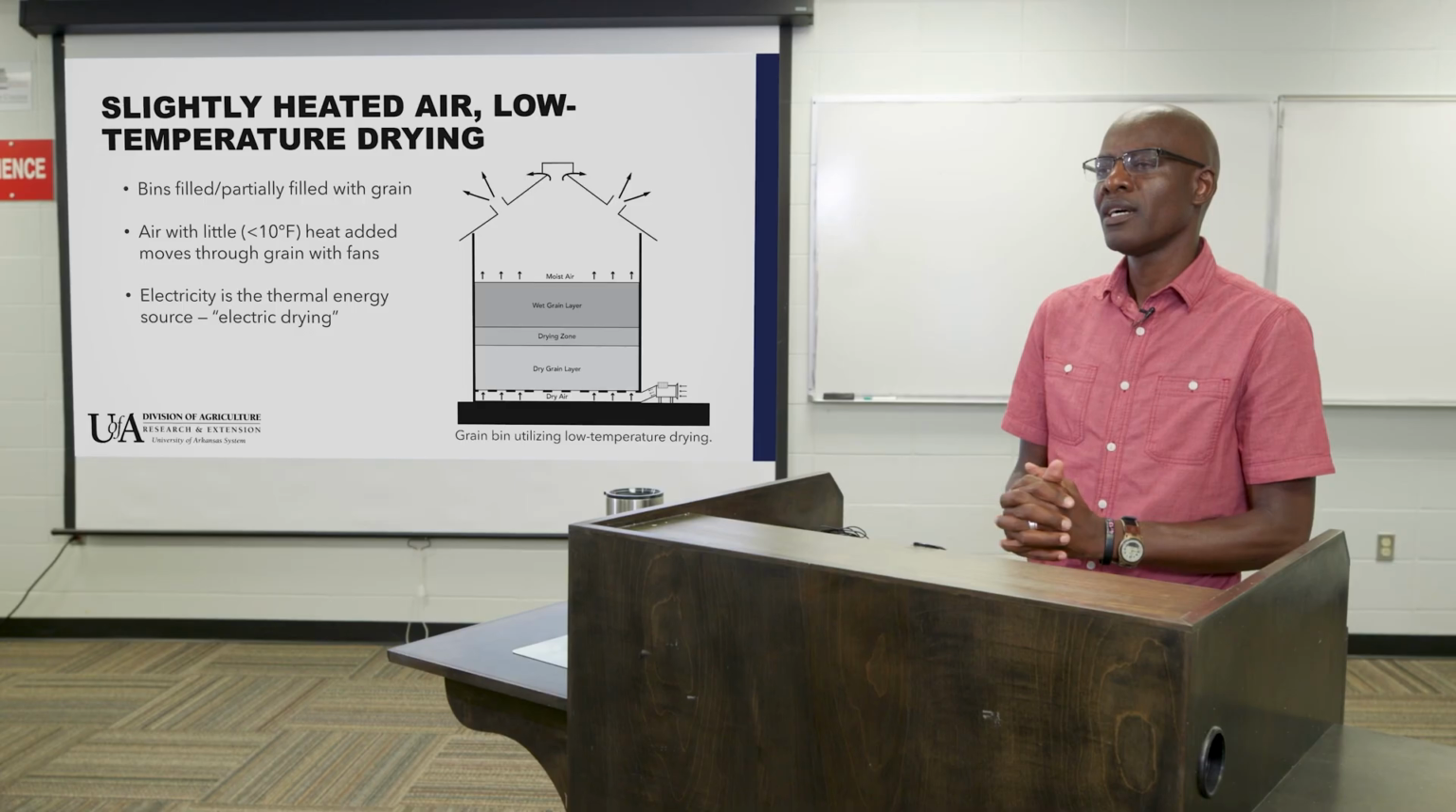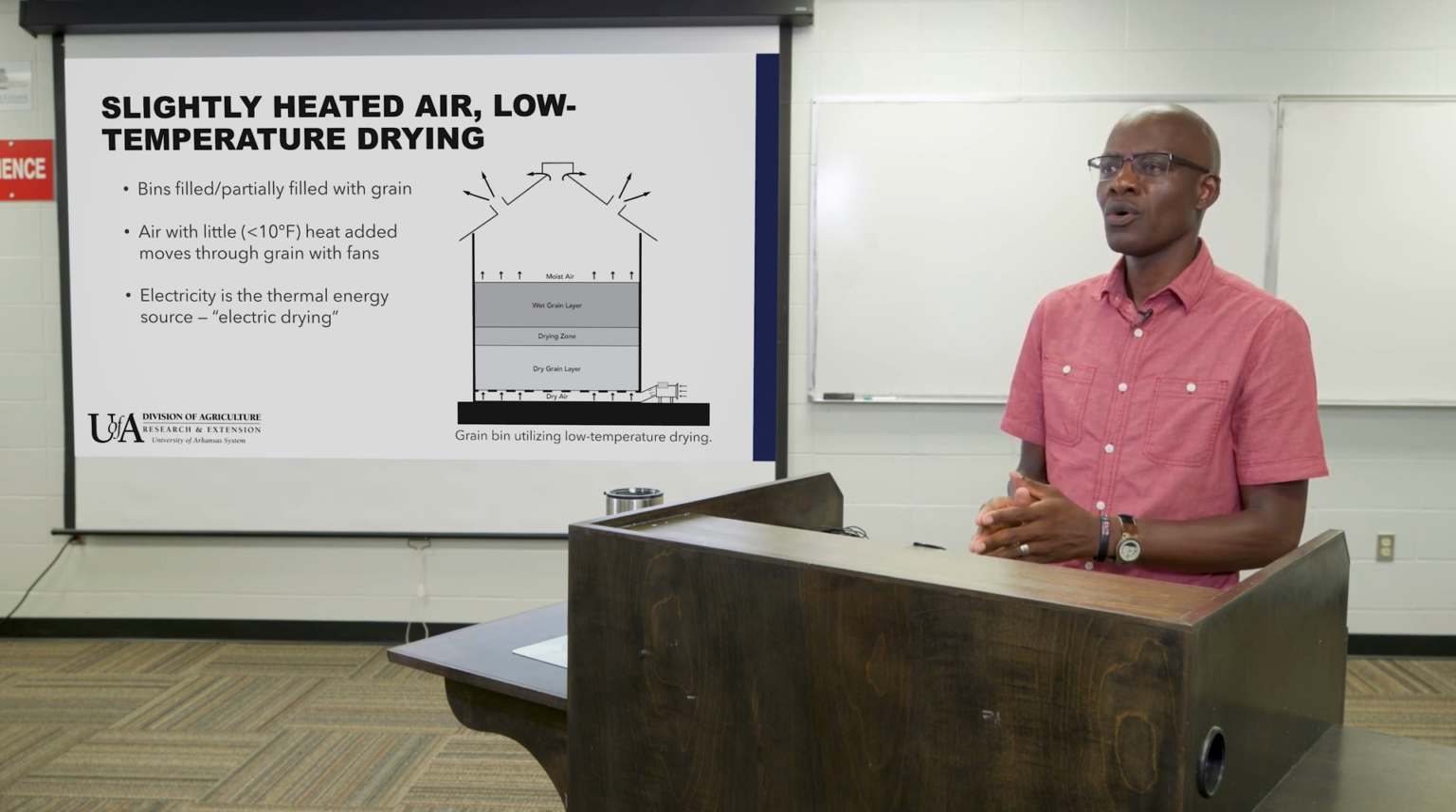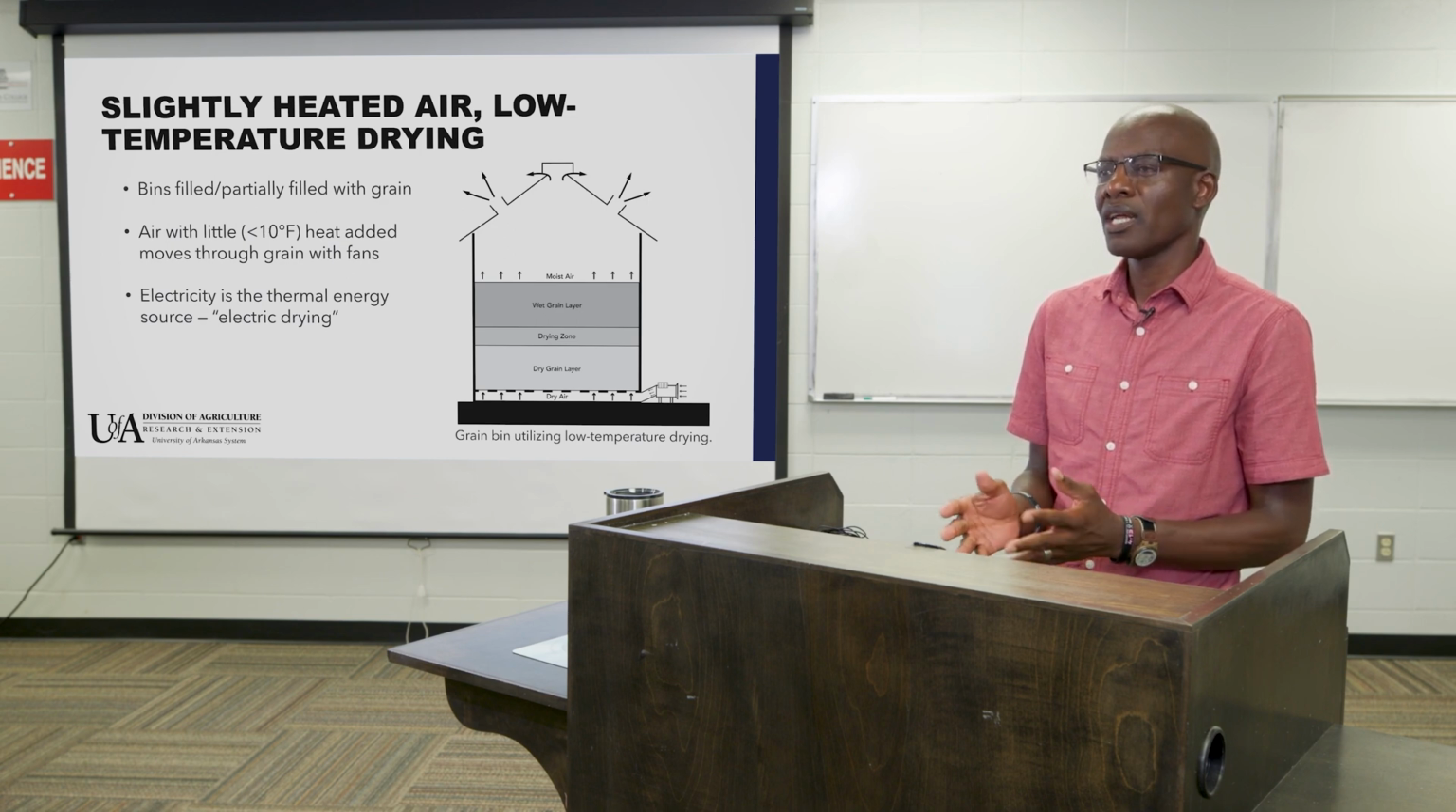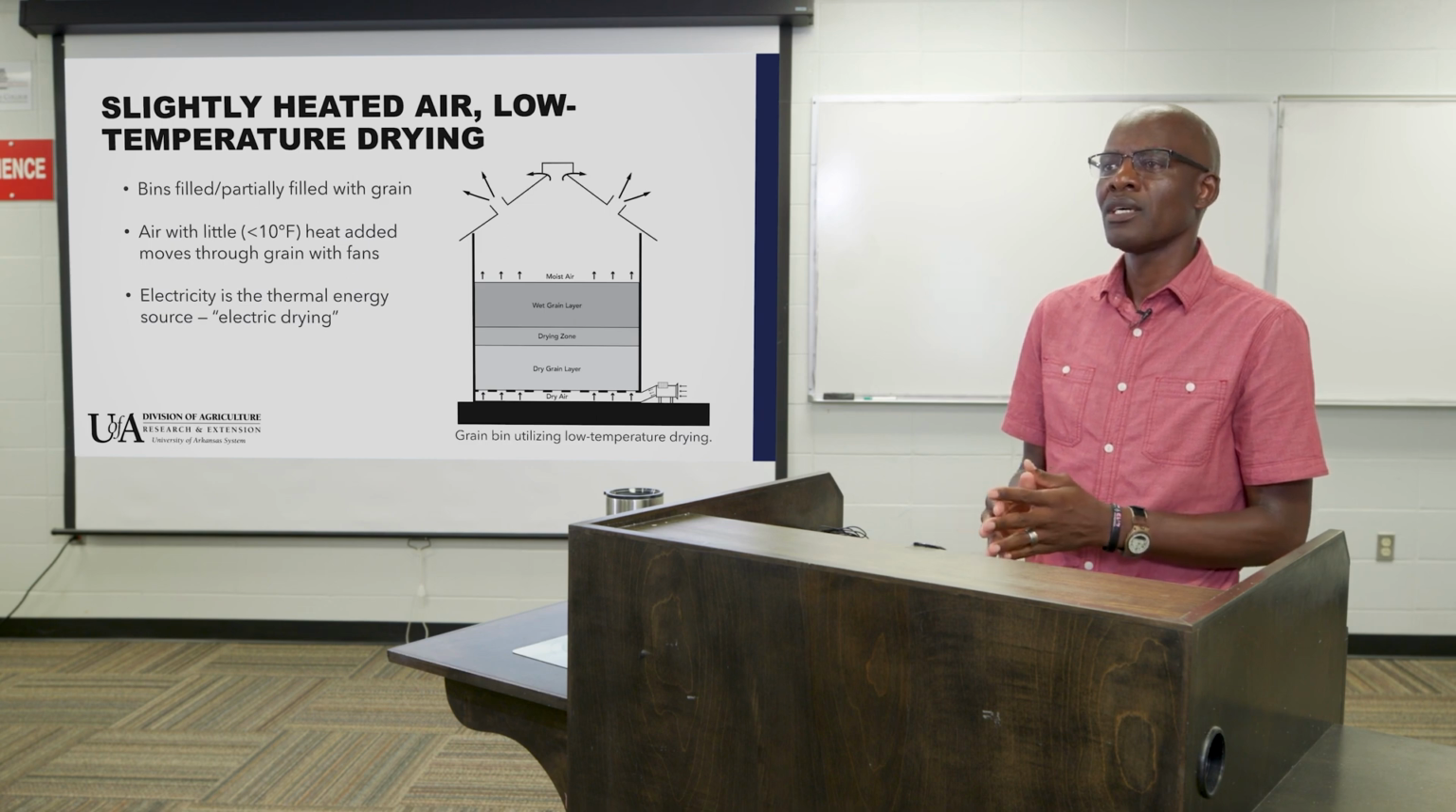Now, to overcome some of the demerits that are associated with natural air drying, sometimes we can slightly heat that air to higher temperatures and thereby try to improve the drying rate. And so we have what we call slightly heated or low temperature air drying systems. In this case, just like in the natural air drying systems, the bins are filled or sometimes partially filled with grain, and then air with little heat is added. When I talk about little heat here, we are talking about raising the temperature of that air from ambient conditions by about 10 degrees Fahrenheit or so.